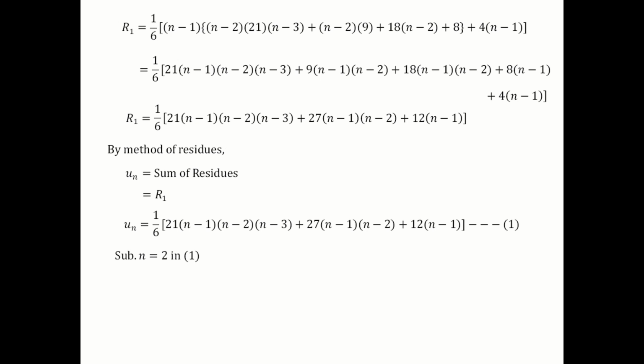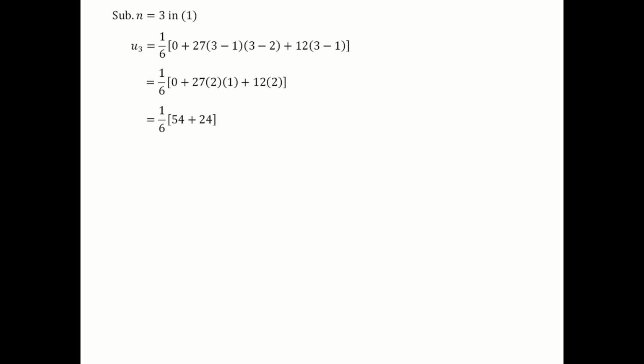So we need to find u of 2. So substitute n is equal to 2 in 1. So u of 2 is equal to 1 by 6. Replace n by 2. So in the first term, 2 minus 1, 2 minus 2 is 0, right? So that term is 0. Second term, 27 into (2 minus 1), again 2 minus 2 is 0, right? Second term is 0. Third term, 12 into (2 minus 1), right? So it is equal to 1 by 6 into 12. Therefore u2 is equal to 2.